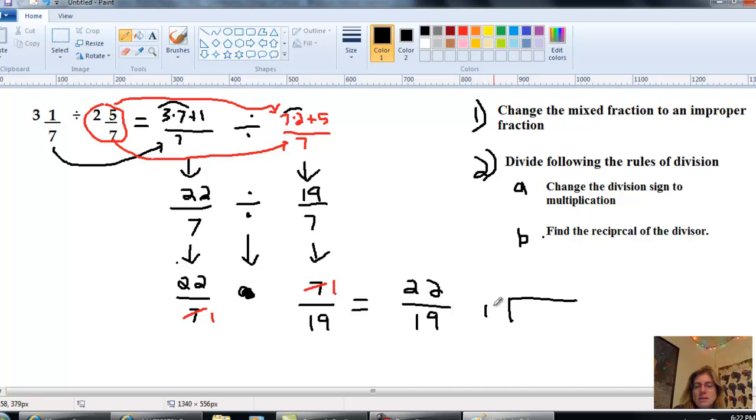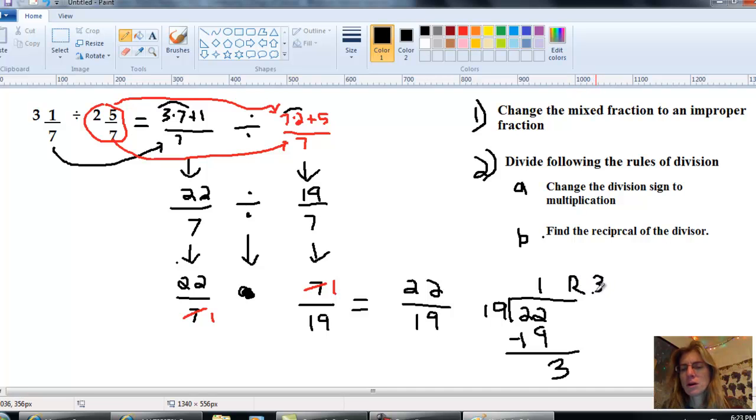So we divide 19, and what I'm doing is changing an improper fraction to a mixed fraction. 19 into 22 goes one time, and subtract. It should be 3, right? So you have a remainder of 3.